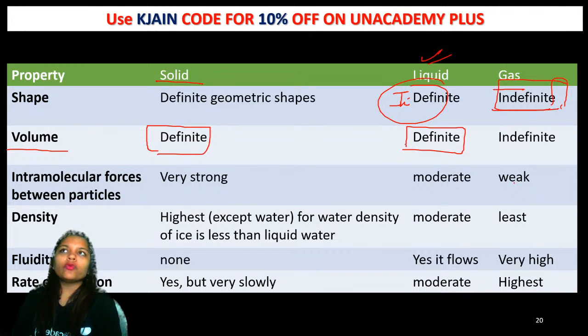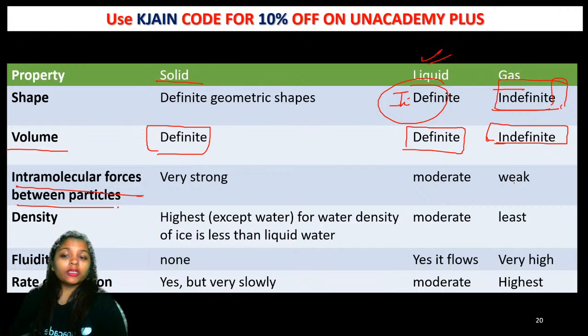When you go to a milkman, you ask for 1 liter of milk. So what is 1 liter? 1 liter is a volume, and the volume is fixed. And gas has indefinite volume. It does not have any kind of fixed volume.